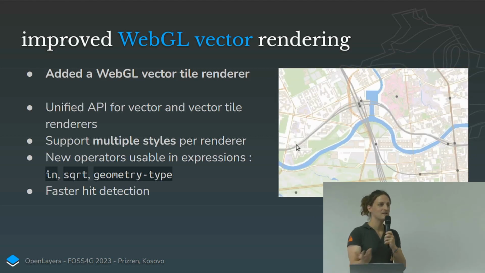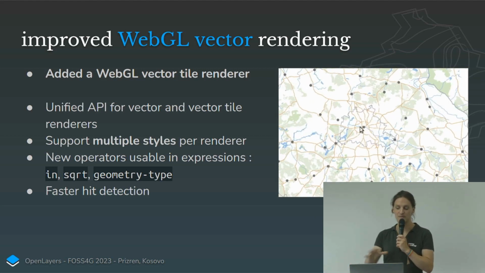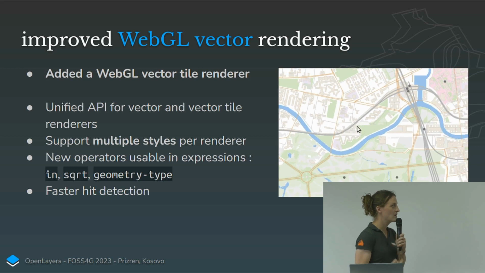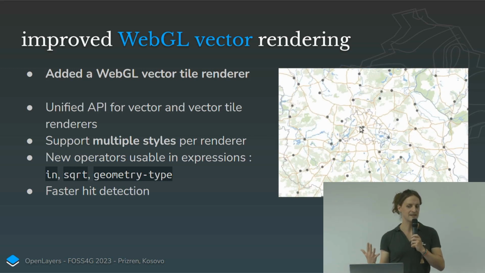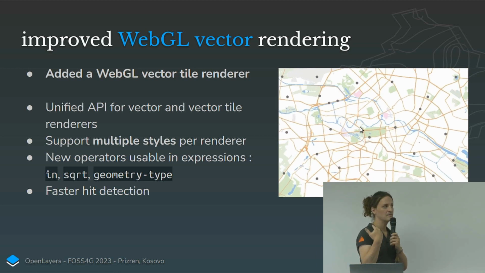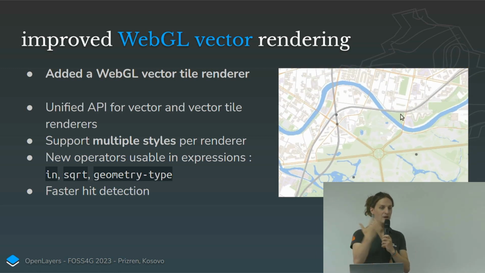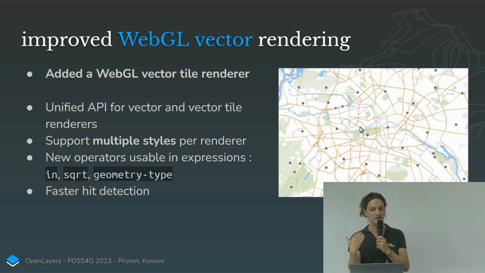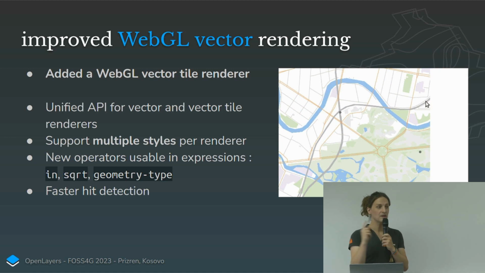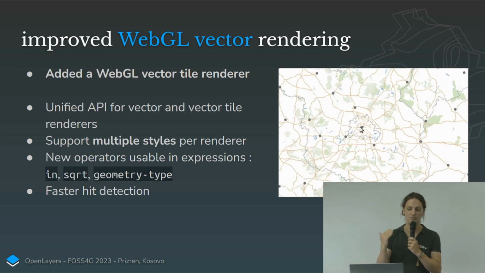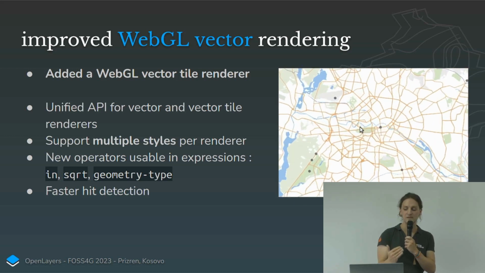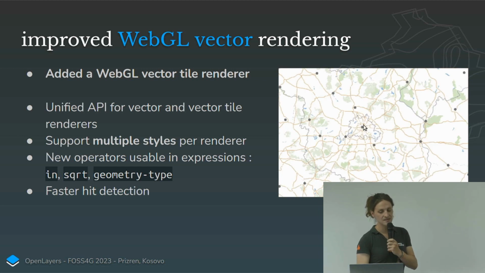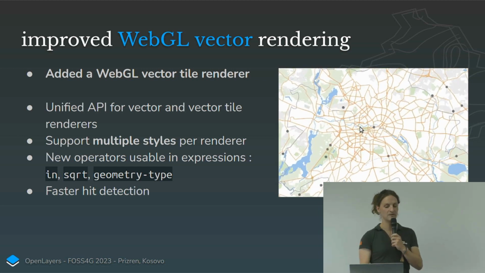It's using the same system as the WebGL vector renderer, so the same rendering system. The two renderers, vector and vector tiles, now have a unified API, which makes more sense. Basically, you can either give them a style object with expressions for data-driven styling, or you can give them custom shaders as well, which is lower level. You can also give them several styles. If you give a renderer several styles, it means that the same data will be rendered with several passes and several symbologies. This is really important if you want to have complex rendering.